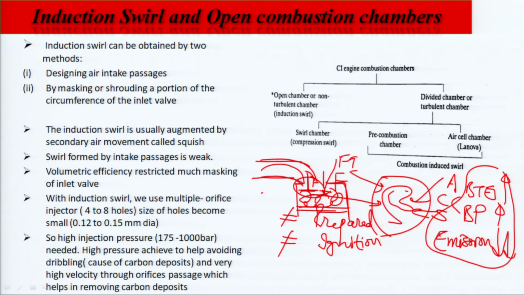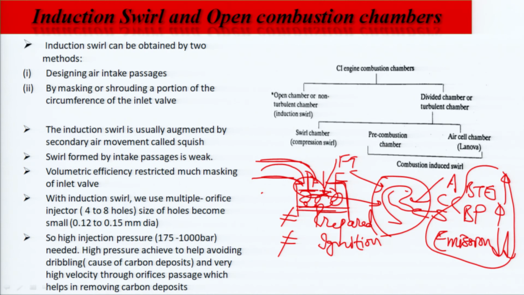So, with the help of induction swirl, we are able to provide the squish. Swirl formed by intake passages is very weak, and volumetric efficiency is restricted by much masking of the inlet valve. So, here the volume problem is, in an open combustion chamber the volumetric efficiency is somewhat less because of the design of that inlet valve. By the masking of the inlet valve, the air sucked during the suction stroke is somewhat less as compared to the piston movement.